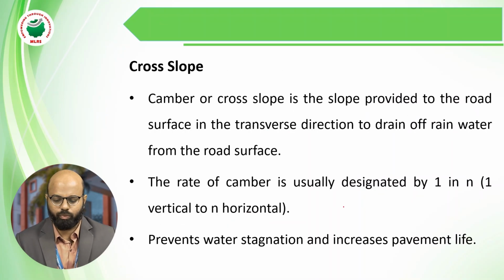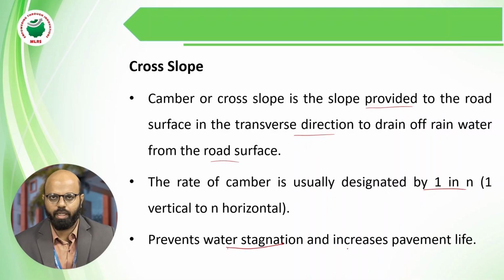Next is cross slope. Camber or cross slope is the slope provided to the road surface in the transverse direction to drain off rainwater from the road surface. The rate of camber is usually designated by 1 in n. It prevents water stagnation and increases the pavement life. Cross slope.